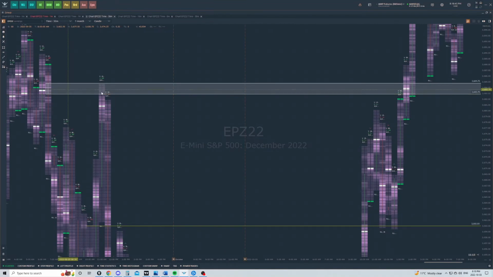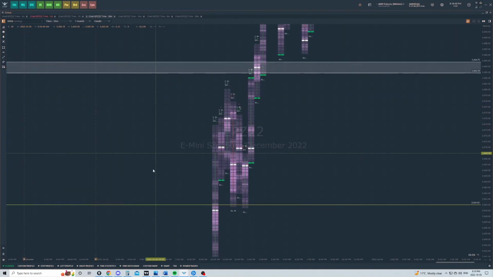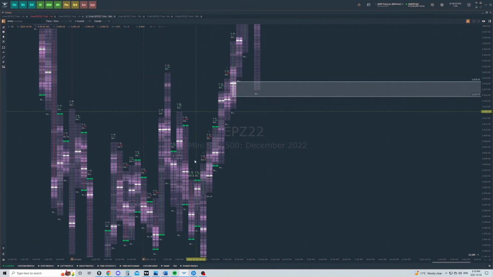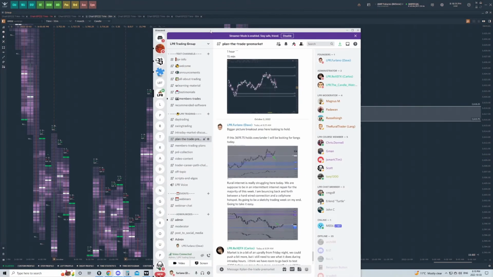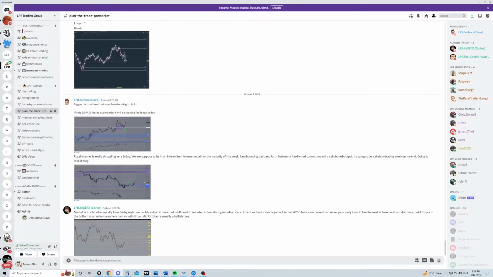Now, I mark out high volume areas that I've identified on the charts. For example, what we'll do is we'll look at this right here. If I pull this over, this here is our Discord group, okay? Now, I was having internet issues today, but here's my post at 8:25 in the morning. This is over an hour before the market opens. Big picture breakout area looking to hold, okay? If this 36.1975 holds over under, I will be looking for longs today.